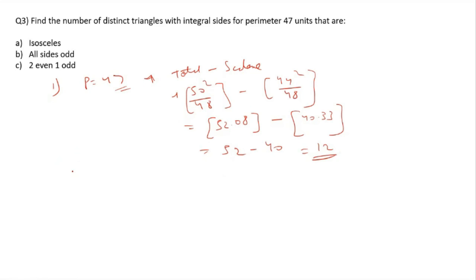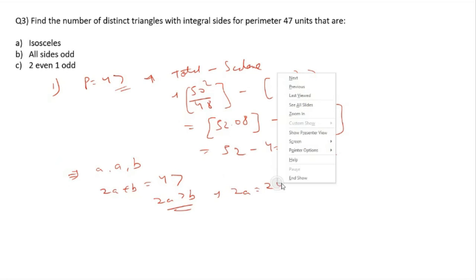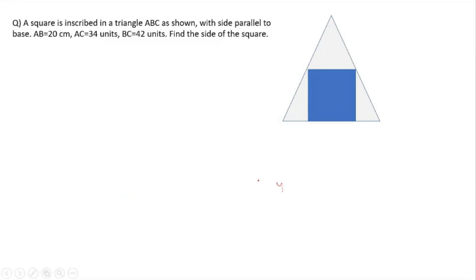The other way to do this, if somebody doesn't know the formula, for example: the perimeter is 47, you have sides A, A, B for an isosceles triangle. So 2A plus B would be equal to 47, and we also know that the sum of two sides is always greater than the third side. So 2A should be greater than B. So B can only go up to 23 basically.